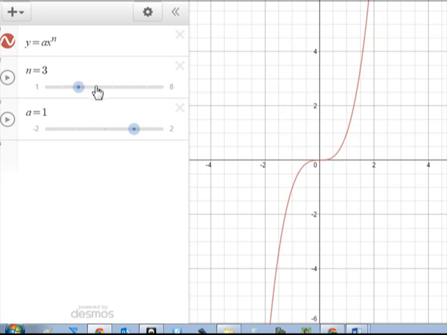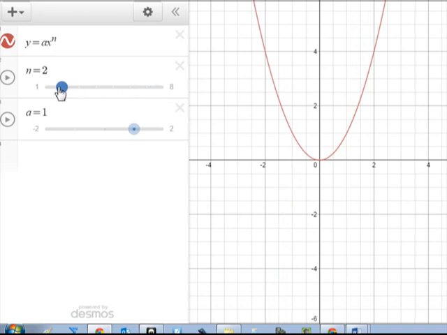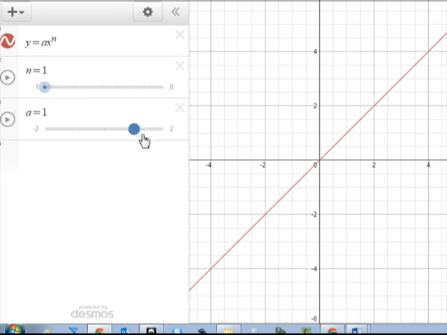So there's 1x cubed, x to the 4th, x to the 5th, x to the 6th, x to the 7th, and x to the 8th. So again, you should be paying attention to the end behavior. What happens as you go all the way to the left and all the way to the right with each of those. Now let's see what happens if I change the leading coefficient.